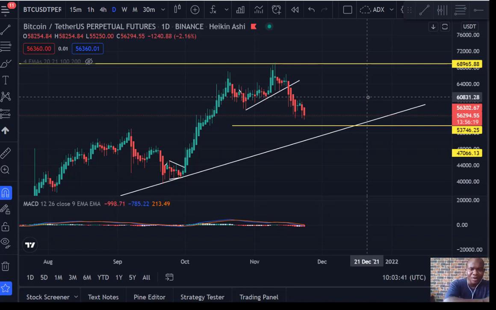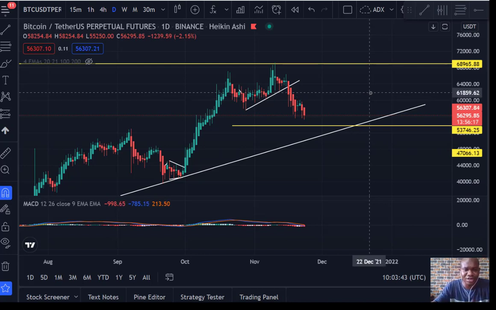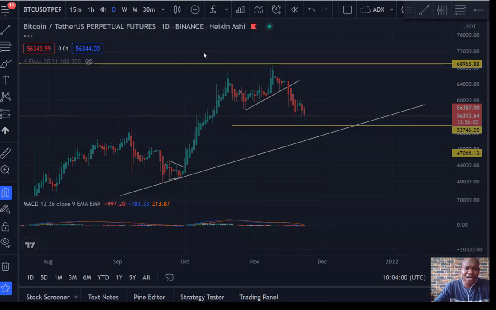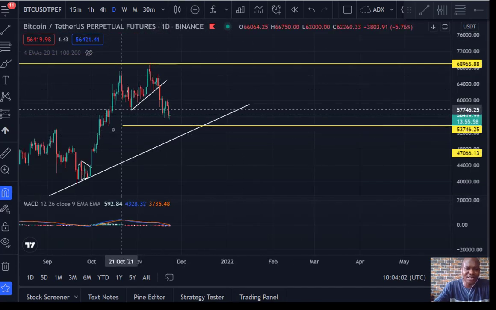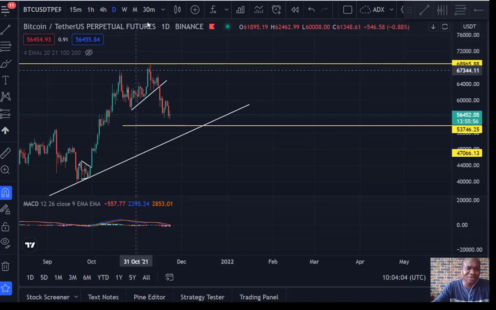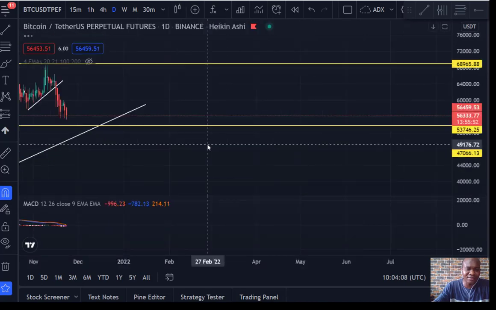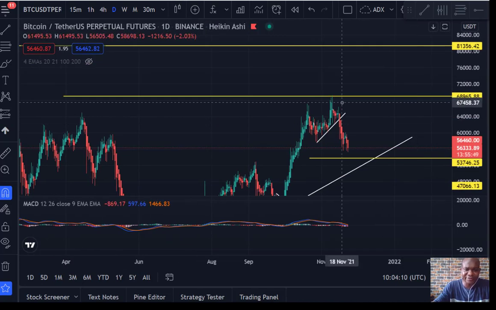But whether you are using Heikin-Ashi or using candlestick, structures still remain the same. That's why we teach structures. We are not subject to indicators. We use structure. If I should switch over to candle, you can see exactly the same thing, guys. Whether you are using candle or Heikin-Ashi, it is the same structure you're going to see. So let's stick to Heikin-Ashi for now.